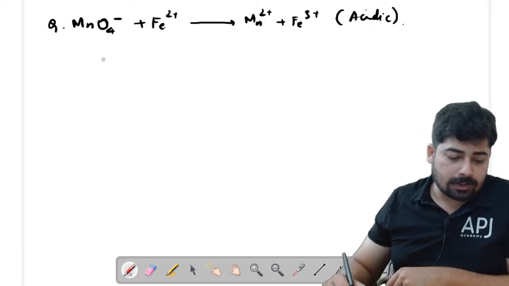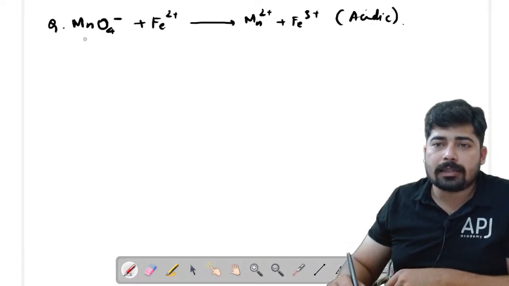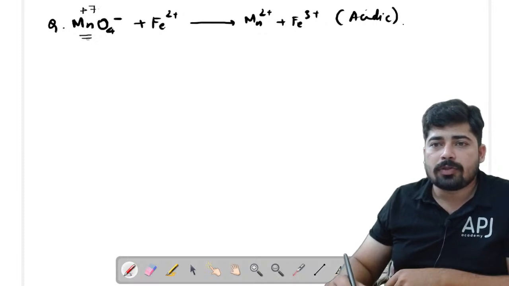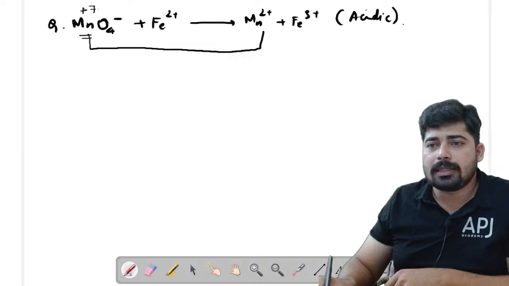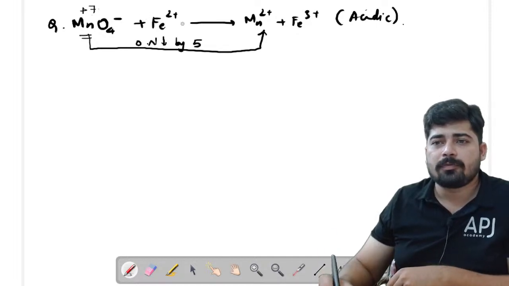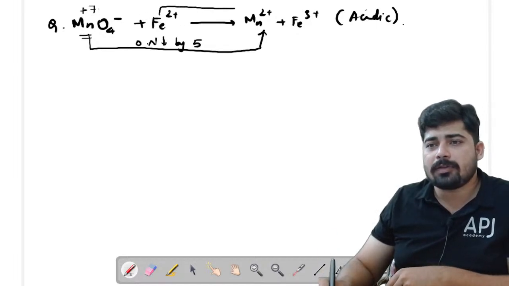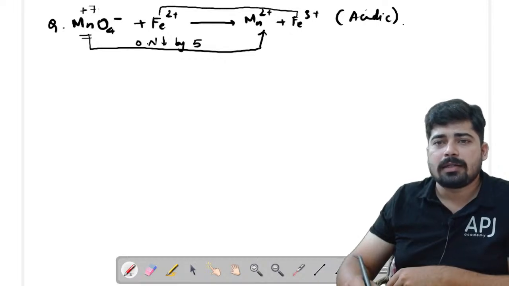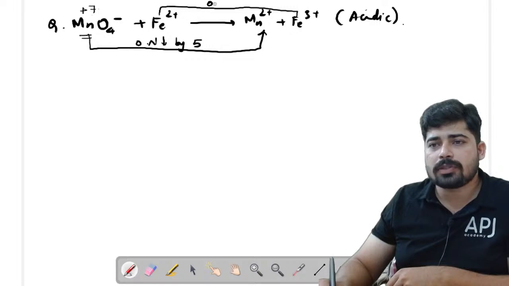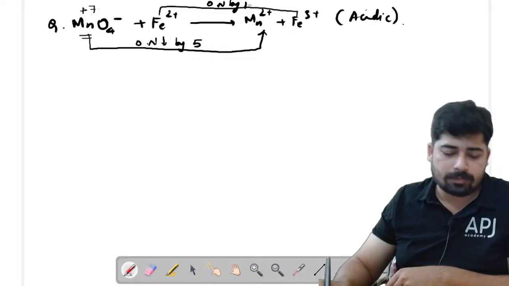You can just check here that in the case of manganese, it's +7. From +7 it has decreased to +2, so the oxidation number is decreased by 5. Here you can see that in the case of iron, the oxidation number has been increased by 1.